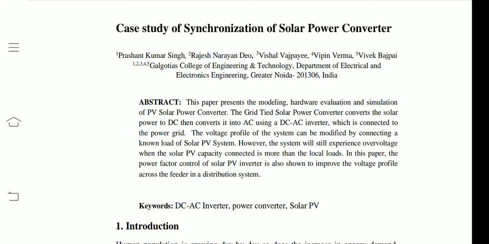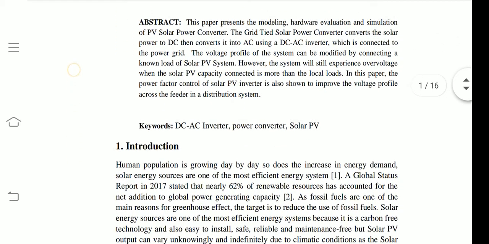Let's start with the abstract. This paper presents the modeling, hardware evaluation and simulation of a photovoltaic solar power converter. In this paper, the power factor control of the solar photovoltaic inverter is also shown to improve the voltage profile across the feeder in a distribution system. Now, DC AC inverter, power converter, solar photovoltaic, these are the keywords which we are going to see in this paper. Now, let's start the introduction.